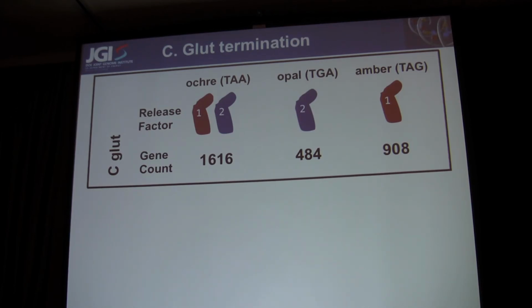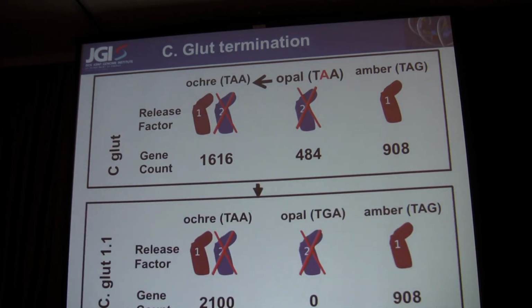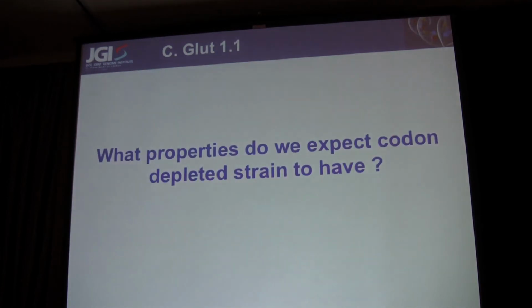So this is what the wild-type glute looks like. It has 484 opal stop codons. What we want to do is convert each instance of these stop codons, TGAs, into a TAA. And as you see, the TGAs were associated with release factor 2. So now we can get rid of release factor 2, and it shouldn't affect very much the function of the TAA codon, as release factor 1 is also involved in TAA recognition. So this will generate a glute 1.1 strain that will not have any TGA stop codons, and no release factor 2. This work is currently in progress.